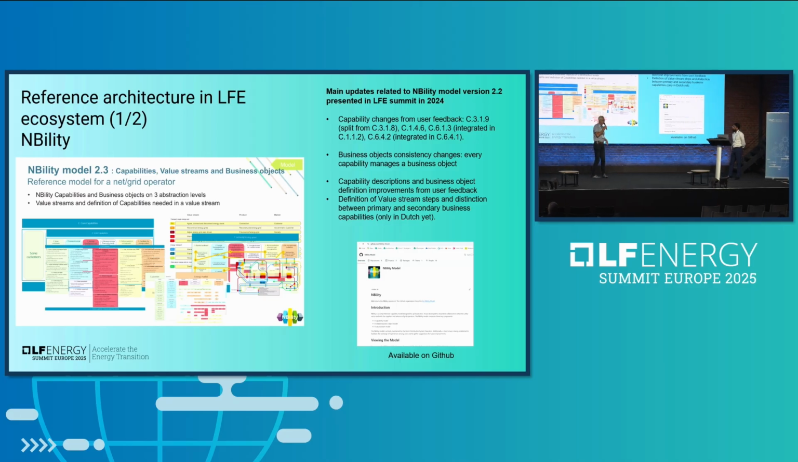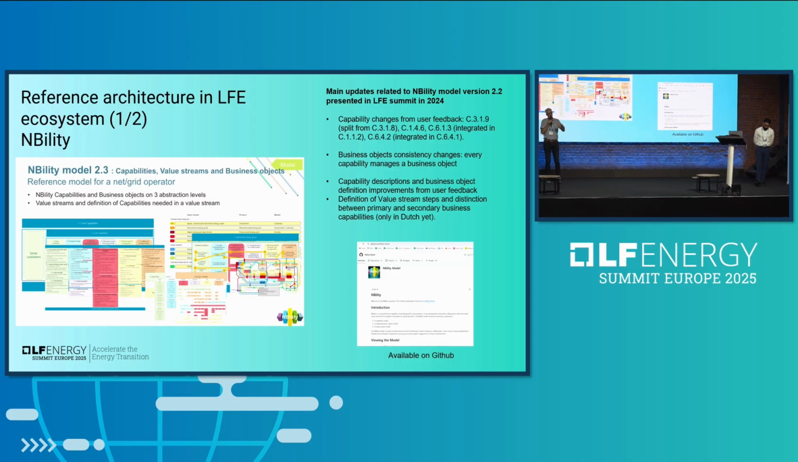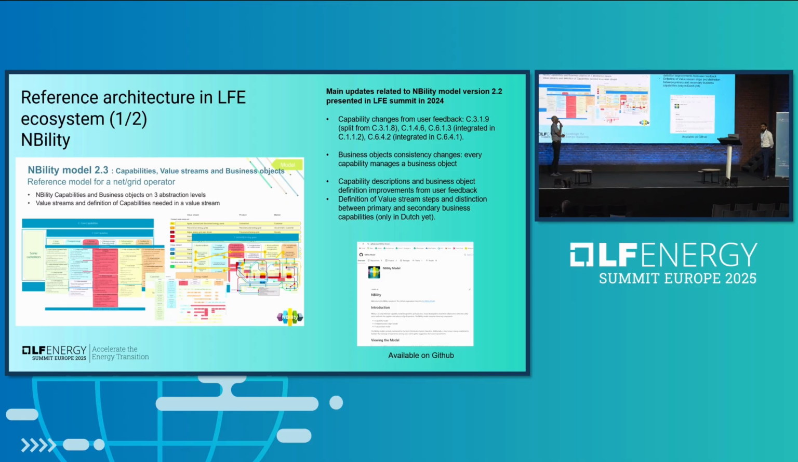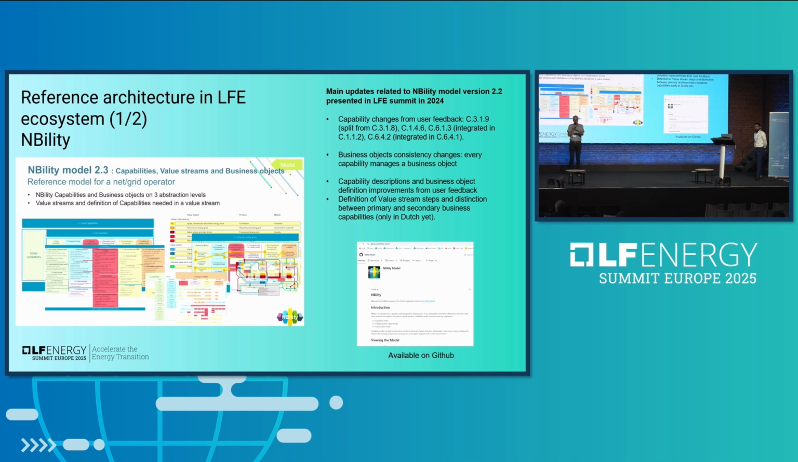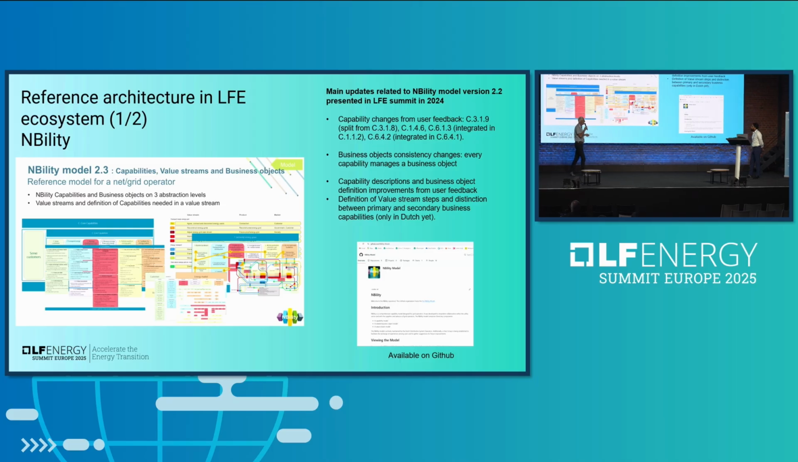The second part is the value streams, in which capabilities work together to create value for our customers. And at the end, they pay for everything we do. So it's important to be clear where the value is going to be. The last part is the business objects. As a grid operator, we manage a lot of real-world objects and we collect a lot of data about them to be able to manage them. This business object reference architecture part standardizes the objects we manage, and with that the parts we collect data on.